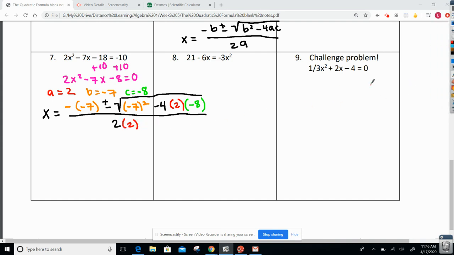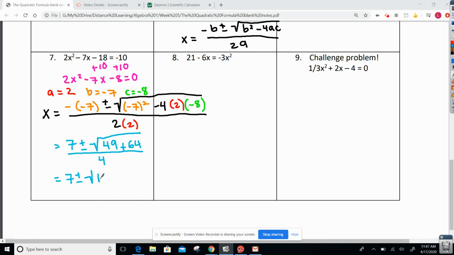Now what we're going to do is simplify this. I have negative 7, that becomes a positive 7, plus or minus the square root of negative 7 squared, negative 7 times negative 7, that's a positive 49, minus 4 times 2, that gives me negative 8, times negative 8, positive 64, over 2 times 2, which is 4. Now I can continue simplifying this. So I have 7 plus or minus the square root of 49 plus 64.